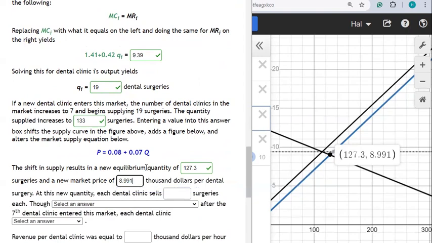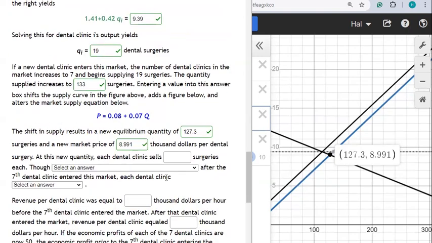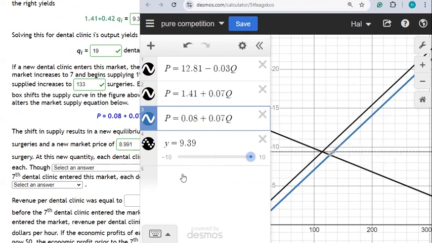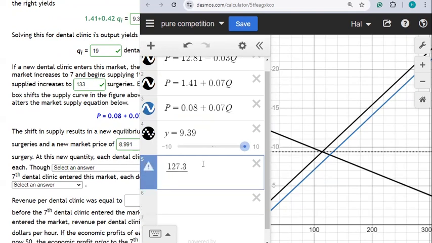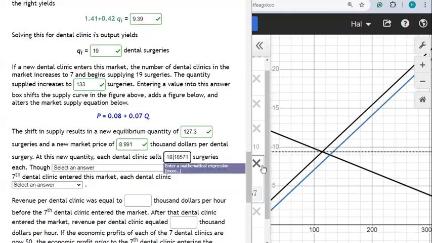and at a new market price of $8.991 thousand. At this new quantity, each dental clinic sells what? Although the overall quantity has increased, there are now more dental clinics in Los Algodones, Mexico. In my model, there's 7. So now the dental clinics are only supplying that many surgeries per hour. Now we've got to round this to 3 decimal places, right? So the fact that that's a 7 makes that a 6. So there are more surgeries being performed in Los Algodones, Mexico. But the prices come down and the surgeries performed per dental clinic has fallen by almost 1 surgery per hour.